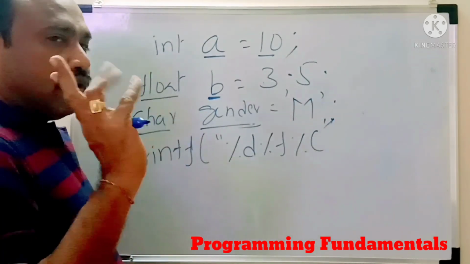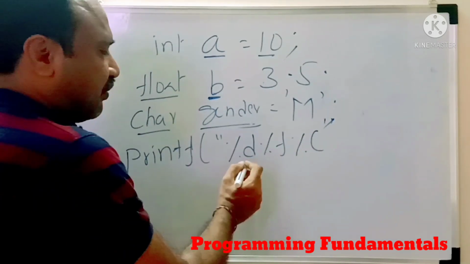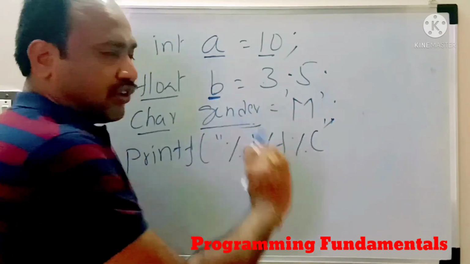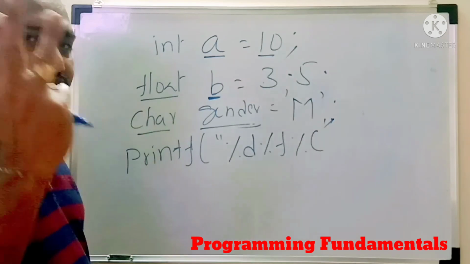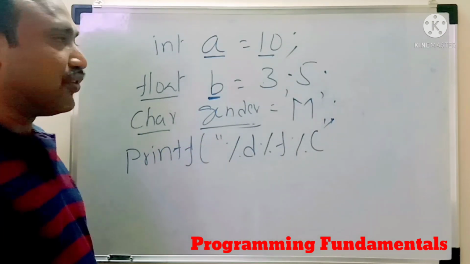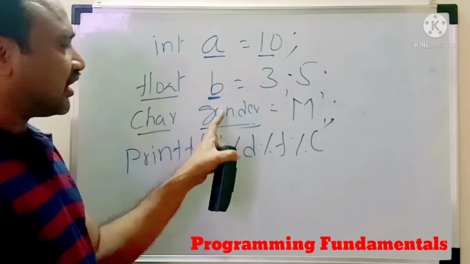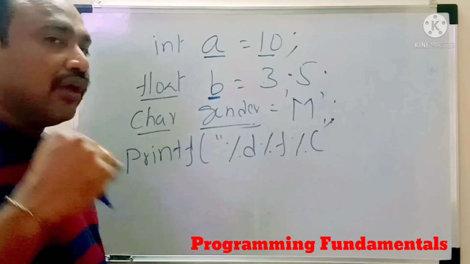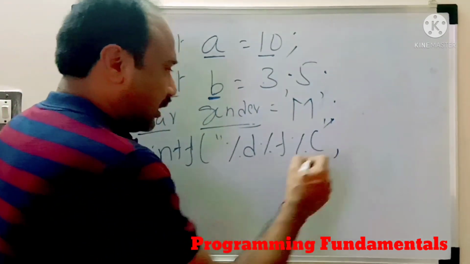I want to print an integer value, a float value, a character value. To print an integer value, we have to use %d. To print a float value, use %f. To print a character value, use %c. How many values am I printing? Three values. What types? One is integer, one is float, one is char. So printf is used to print any number of values and any type of values, comma.